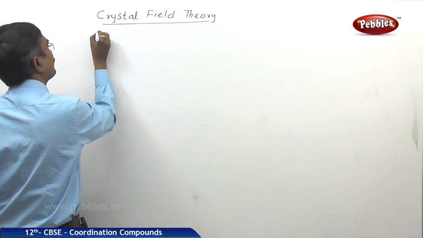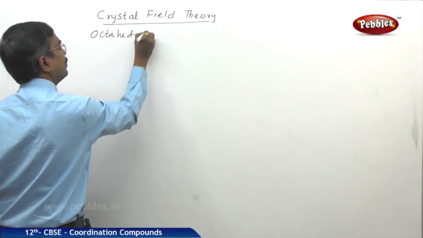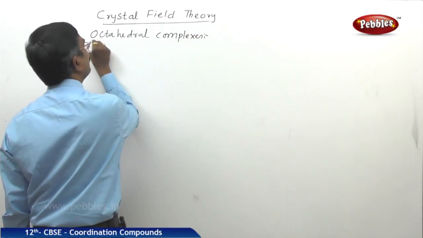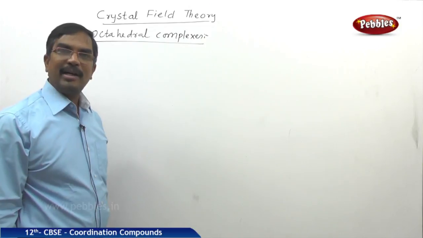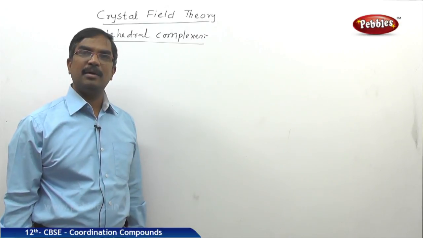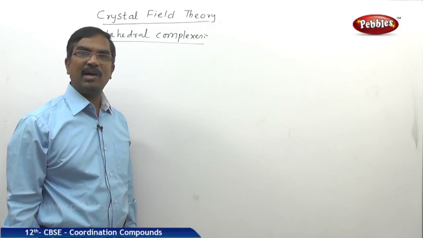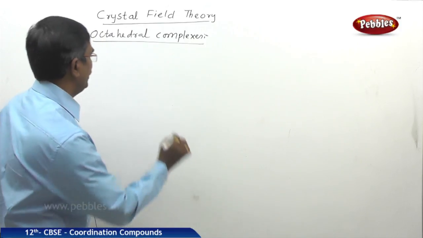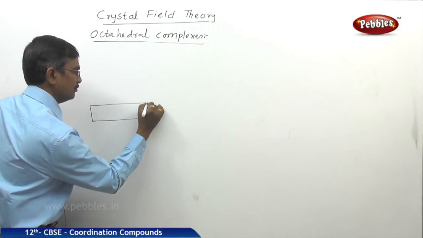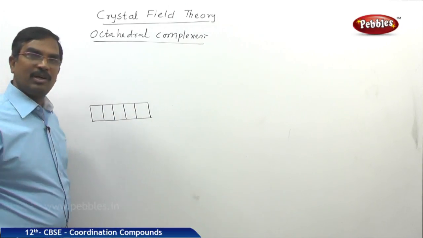The splitting in octahedral complexes. Octahedral complexes. So in the octahedral complexes, the number of ligands is 6. And these point charges will interact with the orbitals, or d orbitals, of the metal atom. So initially, these are the 5 d orbitals, which are degenerate.